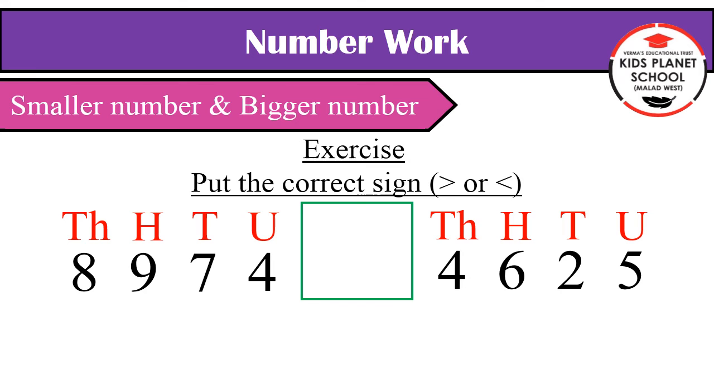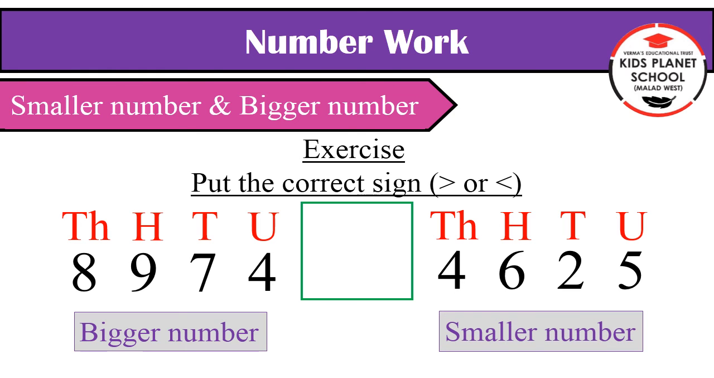In 8,974, 8 is at the thousands place. And in 4,625, 4 is at the thousands place. So children, which is the bigger number? 8 or 4? Yes, 8. So it means 8,974 is the bigger number. And 4,625 is the smaller number. So we'll put greater than sign.